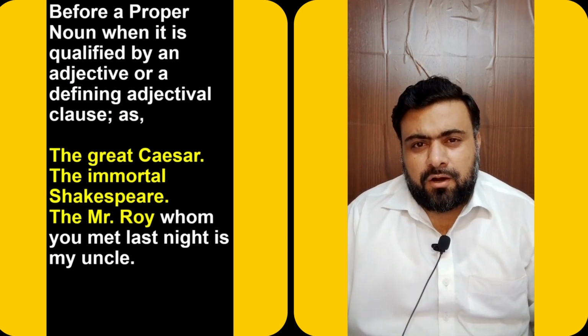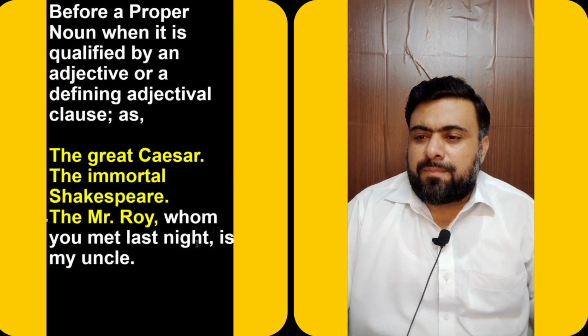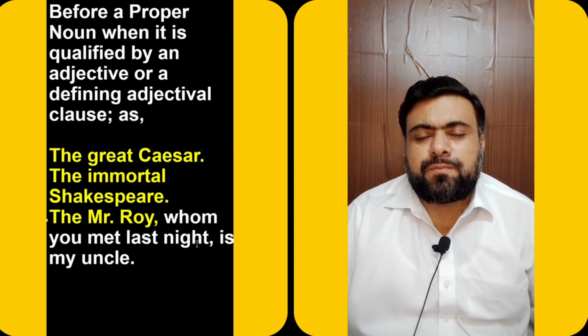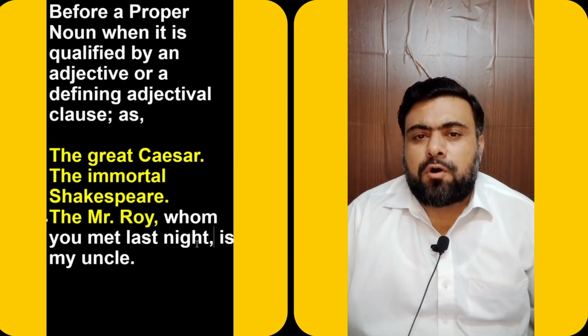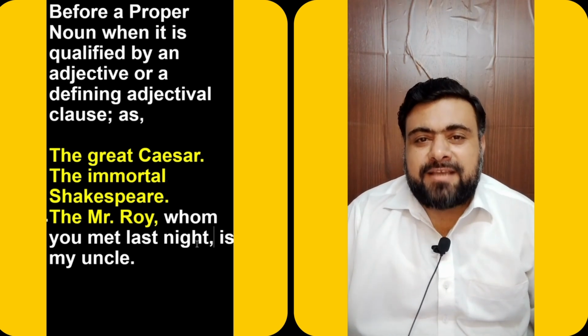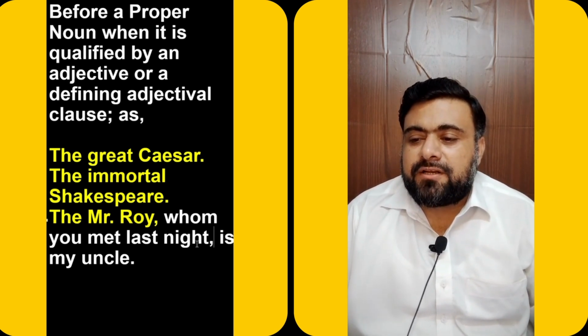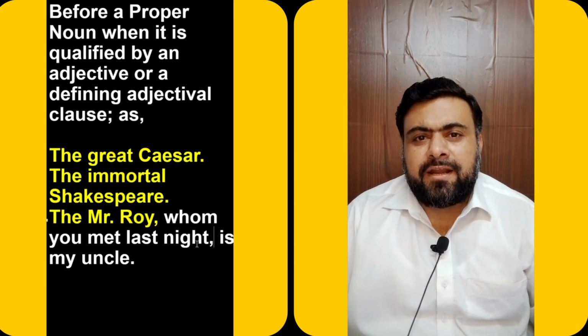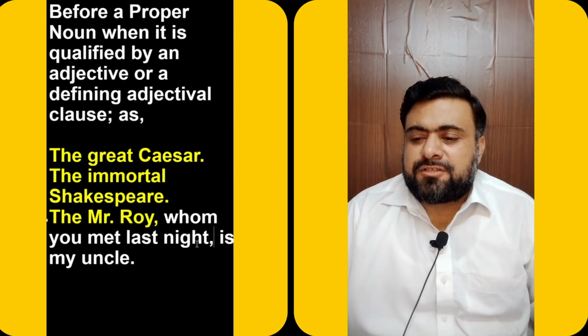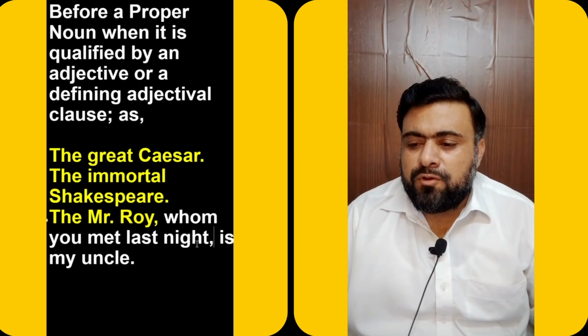Another use of the definite article the is before a proper noun when it is qualified by an adjective or a defining adjectival clause. The definite article the is used before those proper nouns which already have a defining qualifying adjective. For example, the great Caesar. Great is an adjective, it is qualifying the noun Caesar, and we use the definite article the with the great Caesar. The immortal Shakespeare. The Mr. Roy whom you met last night.